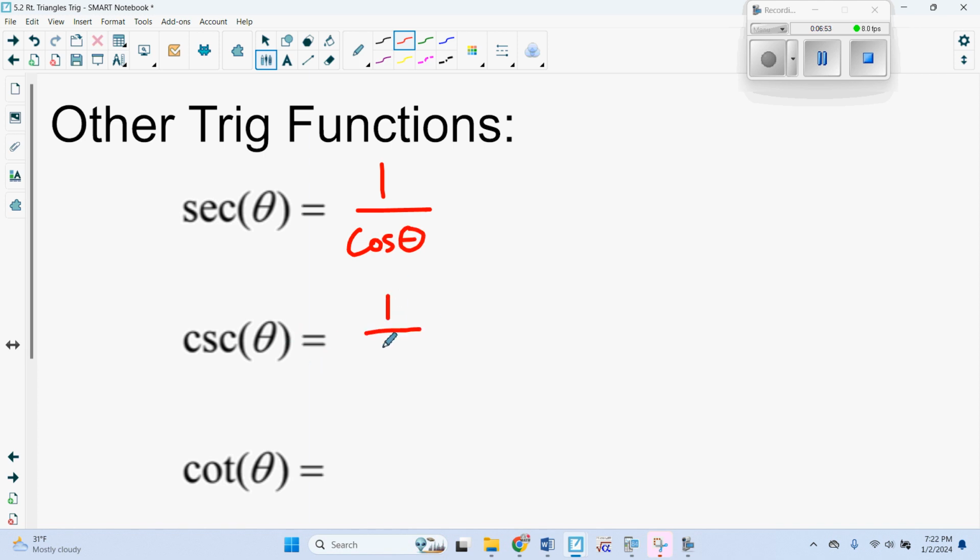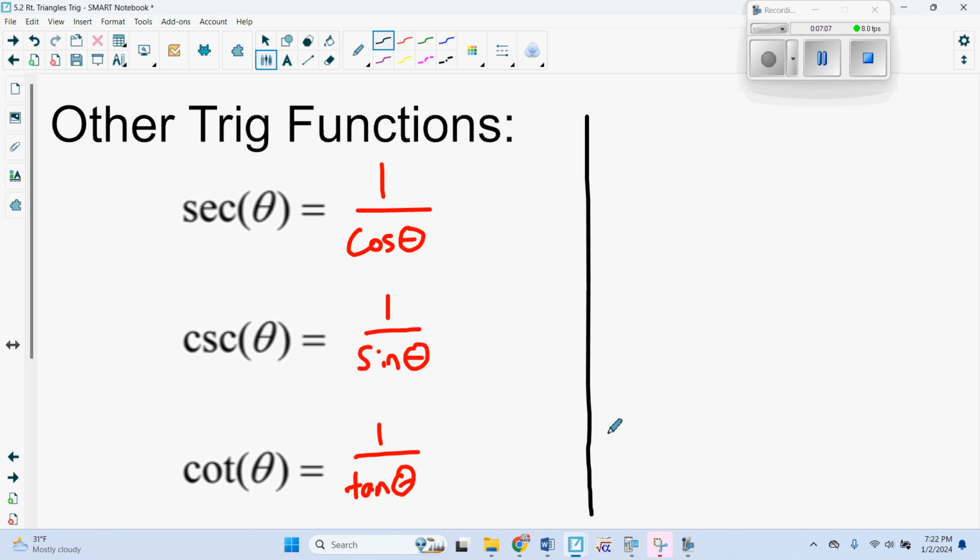Cosecant is equal to 1 over sine, and cotangent is 1 over tangent. Now, let me explain a little bit of why we use these. You don't need to know why this is, but you understand we use them. If you remember, we talked about the difference between a function and its inverse function. This represented the inverse. It was not an exponent, it represented the inverse.